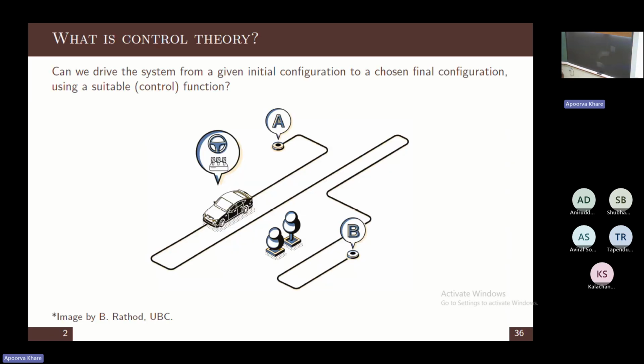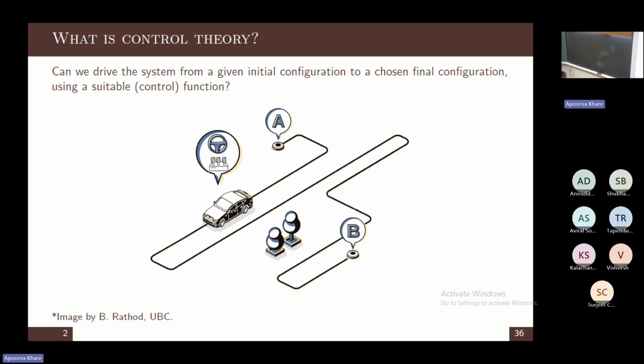So, what is the basic problem that is considered in control theory? It is the following: can we drive the system from a given initial configuration to a chosen final configuration using a suitable control function? If you want to understand this in a better way, you can just look at this picture here. This was drawn by one of my friends.